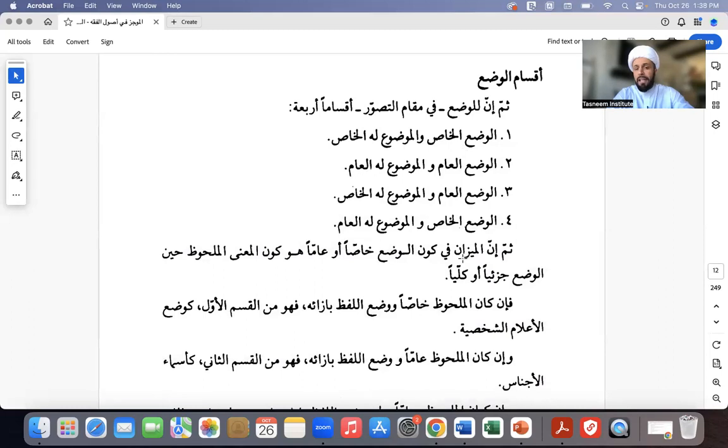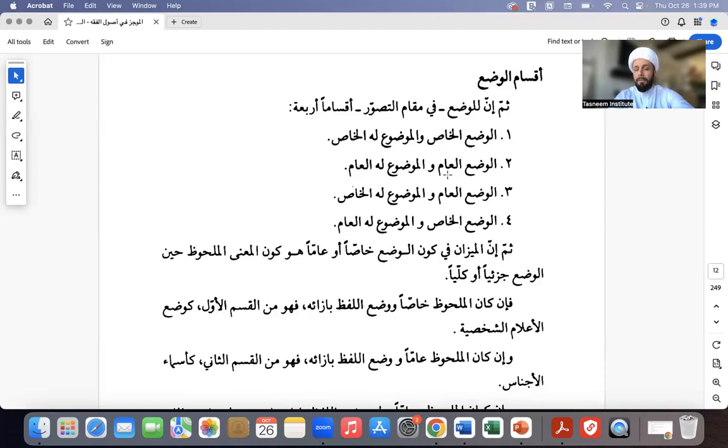He says, ثم إن للوضع في مقام التصور أقساما أربعة. He says, when it comes to designation, from a conceptual perspective, there are four types of designation. The first is الوضع الخاص, where you have specific designation, والموضوع له الخاص, and the subject is also specific. So here basically we're saying specific word for specific meaning, specific designation for a specific subject.